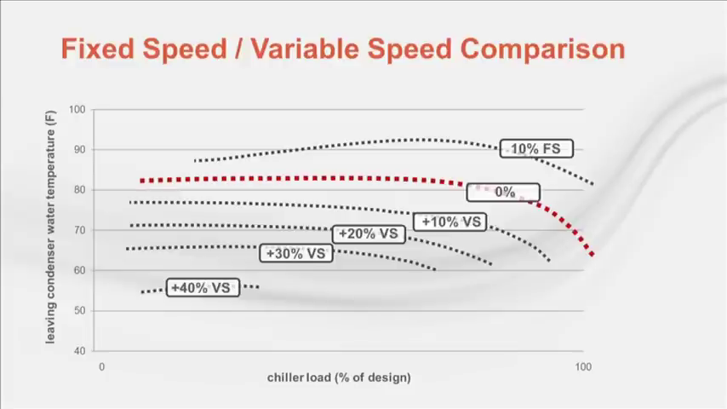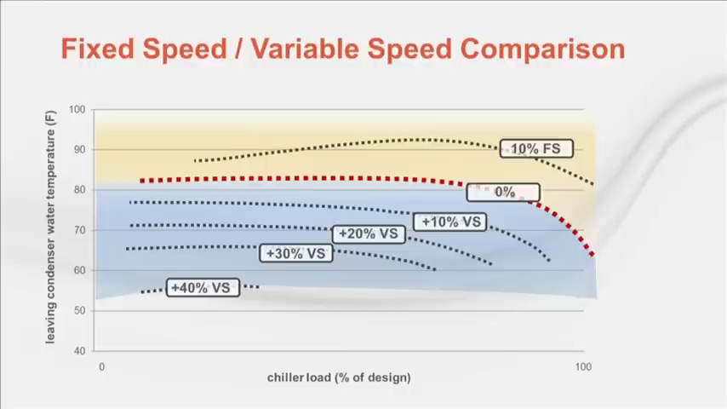To generate the lines on the chart, the previous kW per ton performance data was compared, a percentage improvement computed, and contour lines drawn. The 0% contour line illustrates those operating points where the kW input is the same for either the fixed or the variable speed chillers. Above and to the right of the 0% contour, the fixed speed chiller has better performance. Below and to the left, the variable speed chiller performs better.